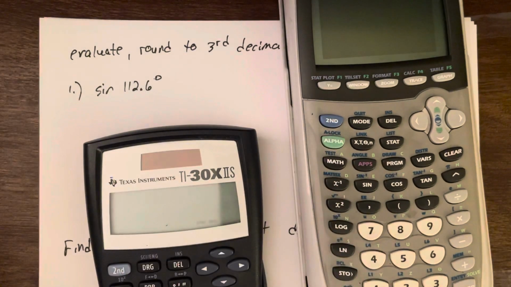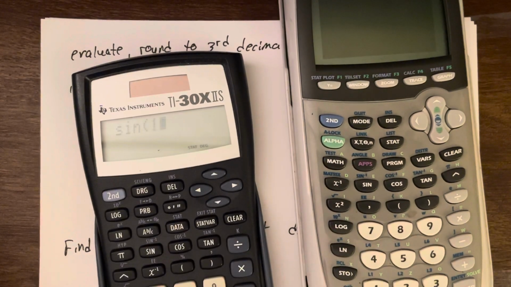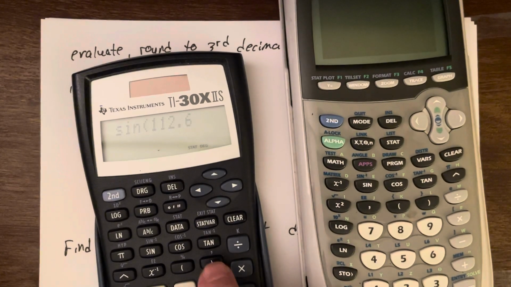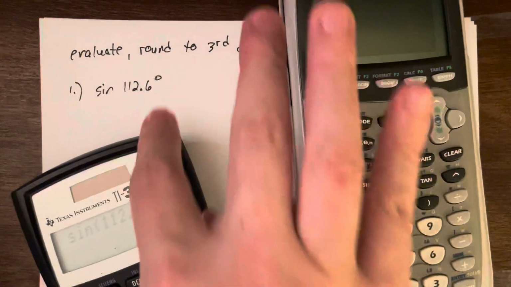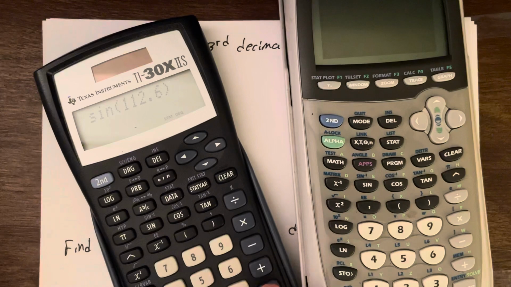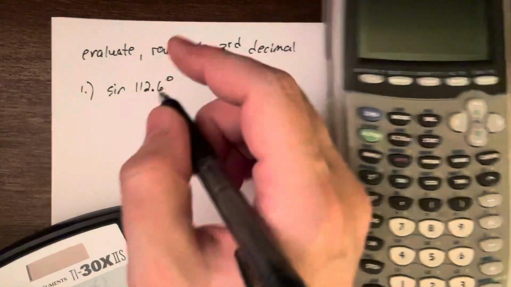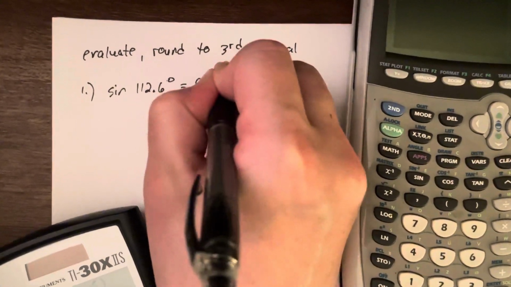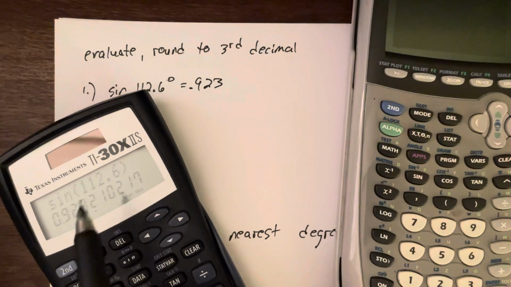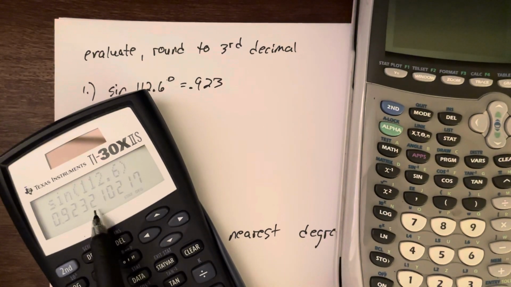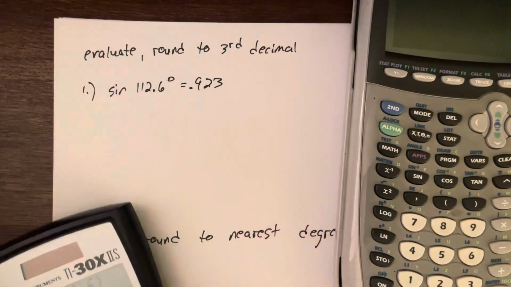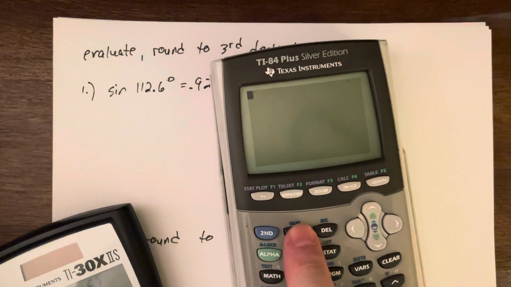Now I can enter sine 112.6. Closing the parenthesis or not is not a big trouble here, but it's a good habit to get into. Enter. And now again, round to the third decimal, so look at the fourth. This would give me 0.923. If that was 0.9235 or 7, that would round up to a 4. But with 4 or lower, we cut it off and leave that as a 3. No big difference on this one.